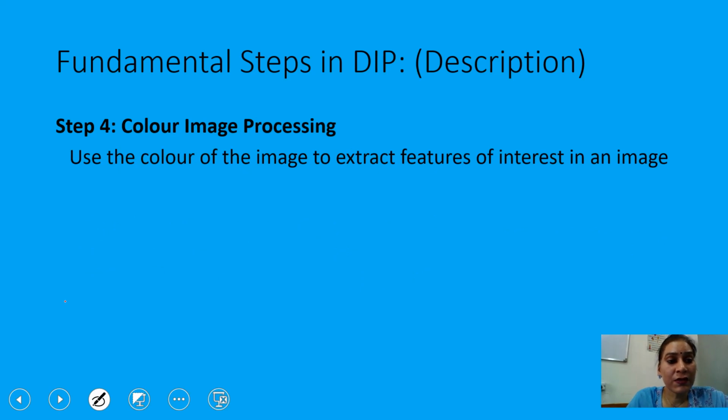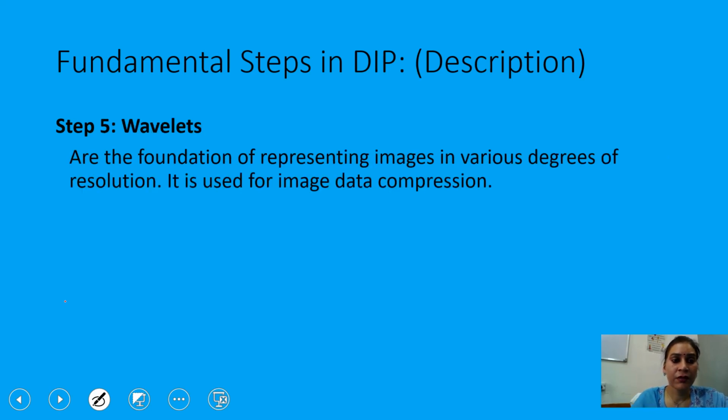Color image processing uses the color of an image to extract features of interest in an image. Here various image color models are discussed. Then wavelets are the foundation of representing images in various degrees of resolution. They are used for image data compression, when the image is represented at different scales to minimize the size of the image.